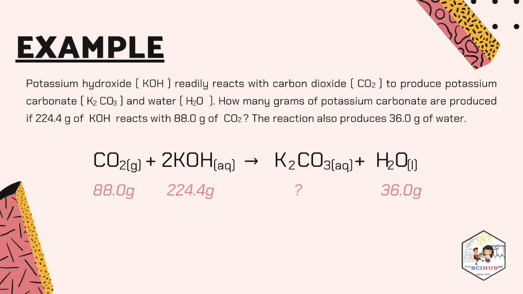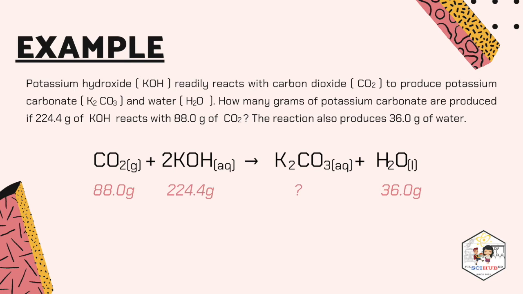So let us use this example to further understand how the law of conservation implies the mass of our reactants and products. Okay, so potassium hydroxide, KOH, readily reacts with carbon dioxide, CO2, to produce potassium carbonate, K2CO3, and water, H2O. Now, how many grams of potassium carbonate are produced if 224.4 grams of potassium hydroxide reacts with 88.0 grams of carbon dioxide?